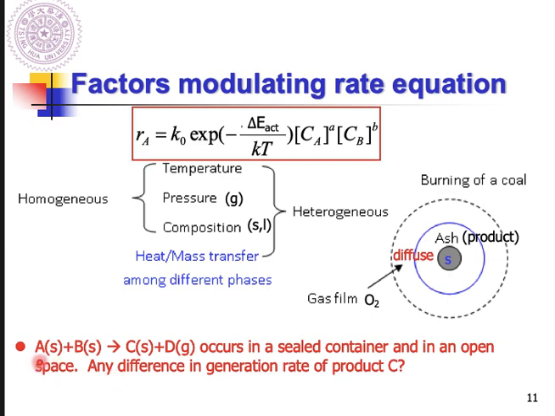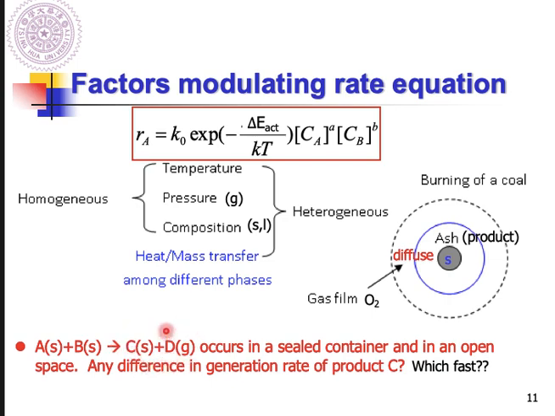If we have solid A react with solid B and generate product C and gas D, these reactions occur in a sealed container or in an open space. Any difference in generation rate of product C? Any difference? And which one will be faster? Which one is faster?